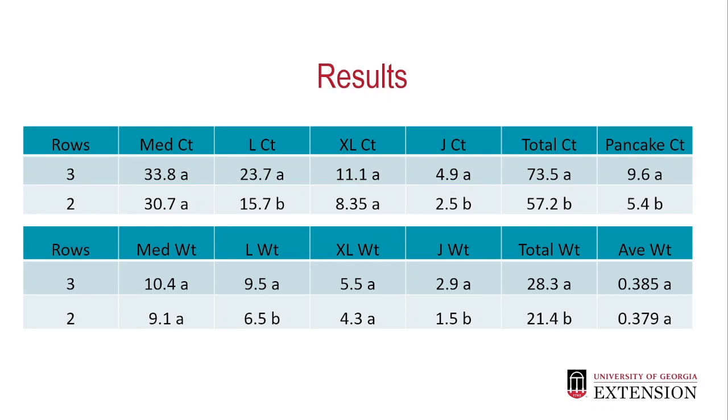And what we found, we didn't find a combination effect, but what we found was that 3 rows did better than 2 rows. Large count, more in a 3-row versus a 2-row. Jumbo count, total count. And this is count, this is weight. Found the same thing. Large, more in 3-row versus 2-row. Jumbo, more in 3-row versus 2-row, and total.